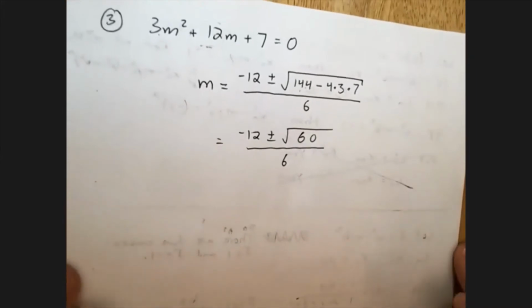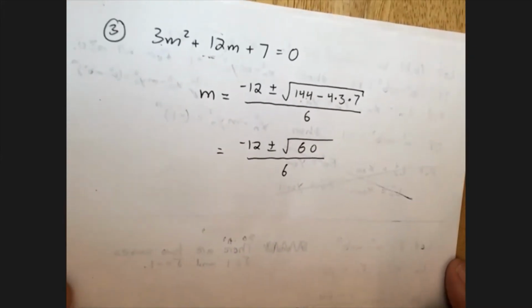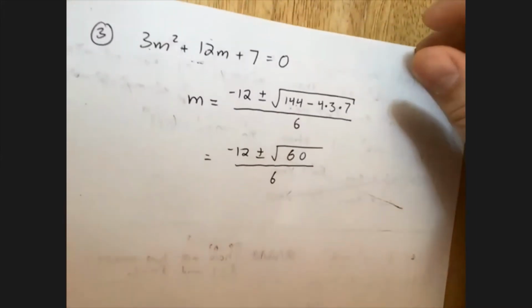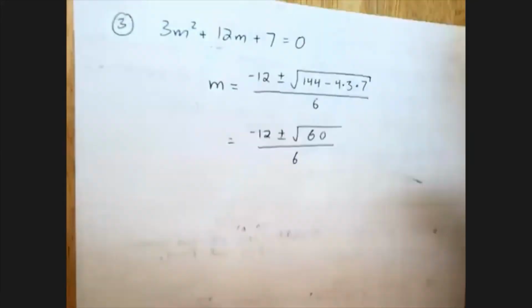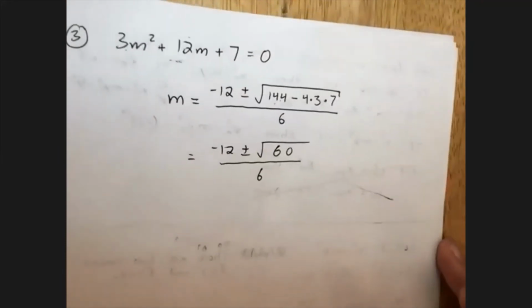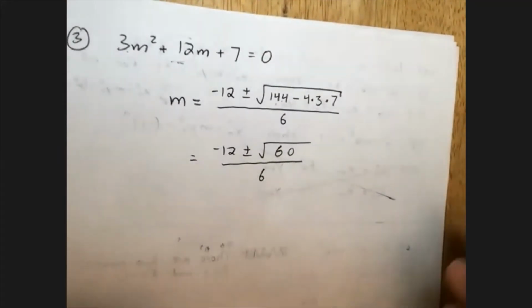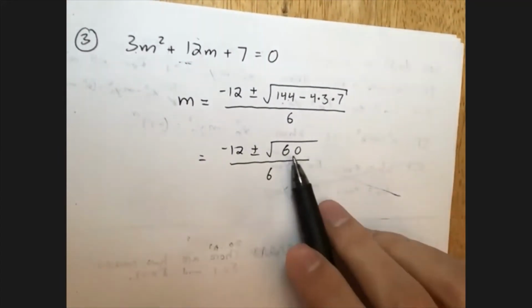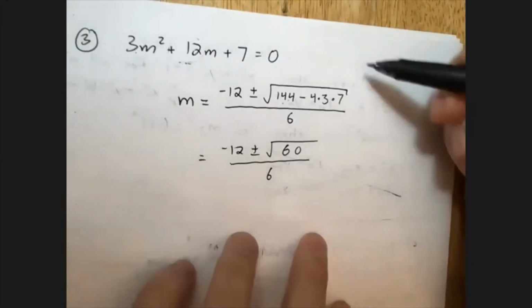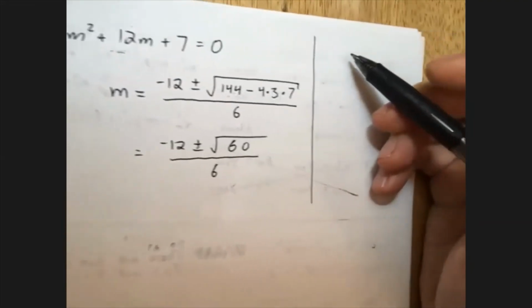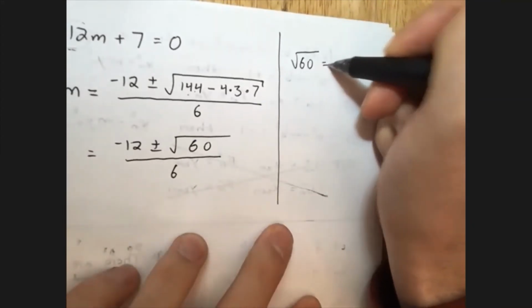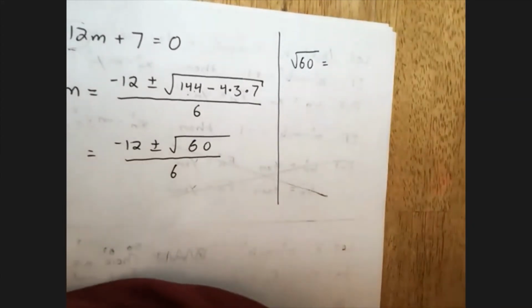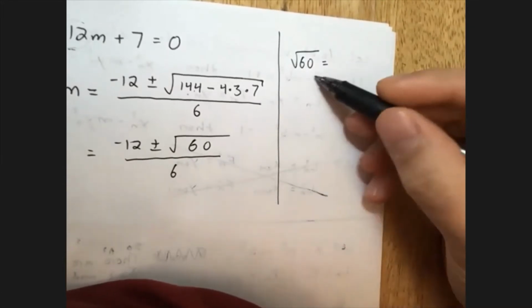So, okay. Unfortunately, unlike the last problems, 60 isn't, let me adjust the camera a little bit. 60 isn't a perfect square, so it's not going to come out as nice as before, but it is something we can simplify. All right, let's do that on the side here. What's the square root of 60? Can we simplify that? Well, can we factor out a perfect square? Well, yeah, it's divisible by 4, right?